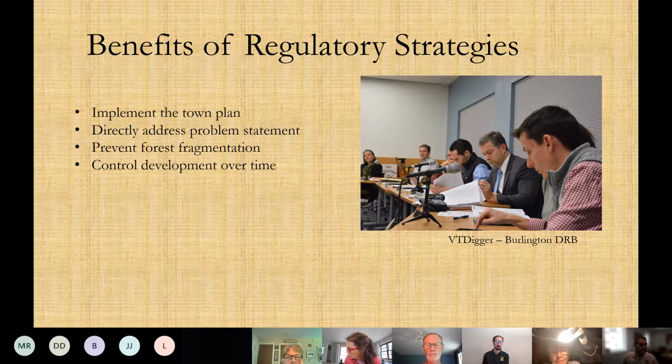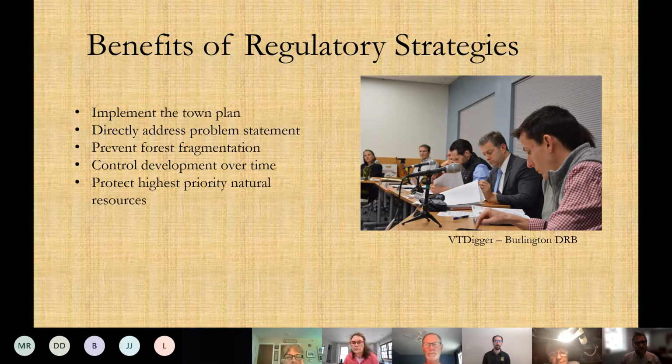They can control development over time. They can protect some of these highest priority natural resources. And so, there's a lot to say here. Now, it depends on the community. In some towns, regulatory strategies are a non-starter. And in other towns, it's really the first set of tools that they look at.